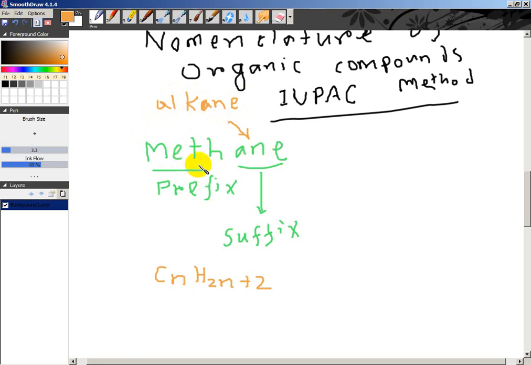So in a chain, meth means prefix. Prefix meth means one carbon in the chain. So I'll put n equal to 1. So what will happen? Carbon is 1, and if n equals 1, 2 into 1 is 2, plus 2 is 4, so CH4. So the structural formula of methane is CH4.